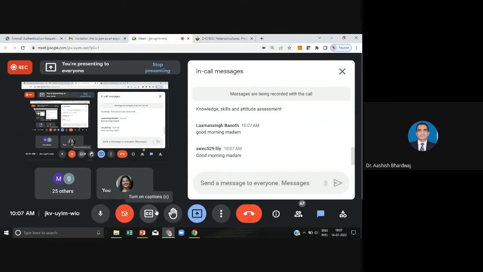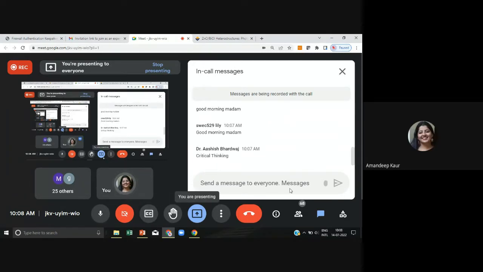Able to understand the emotions of the student along with the technical knowledge. The teacher should be able to understand the soft skills also, for the overall development of the student. Okay, thank you very much, ma'am.